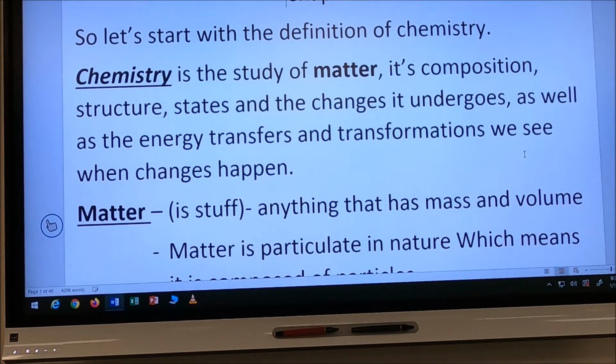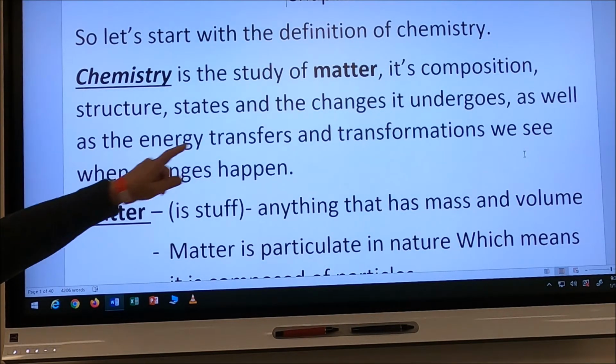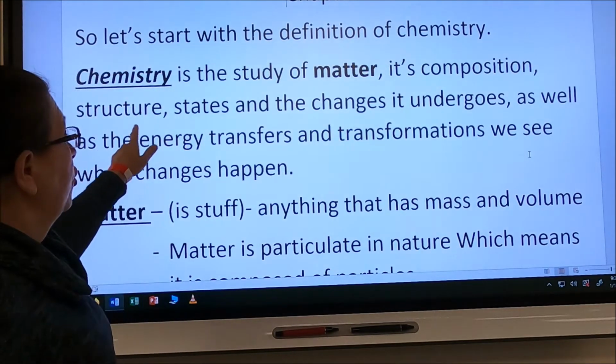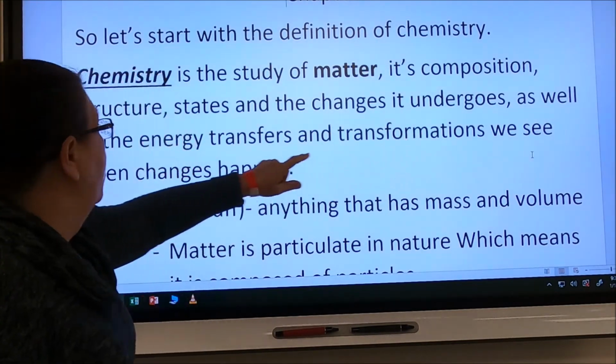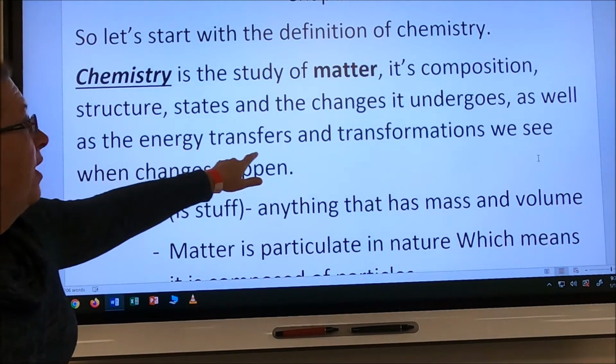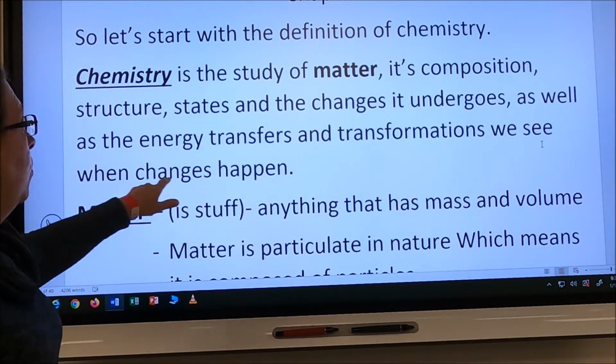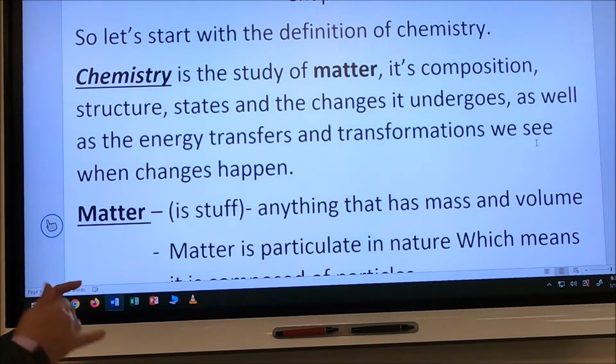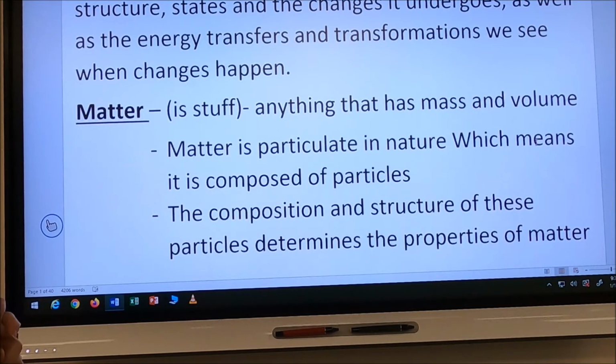Up to this point, we've talked about the math skills you're going to need, and now we're going to talk real chemistry. So, chemistry is the study of matter: composition, structure, the changes it undergoes, as well as the energy transfers and transformations when changes happen. So, we're going to be studying matter. What is matter? Matter is stuff. It's anything that has mass and volume.